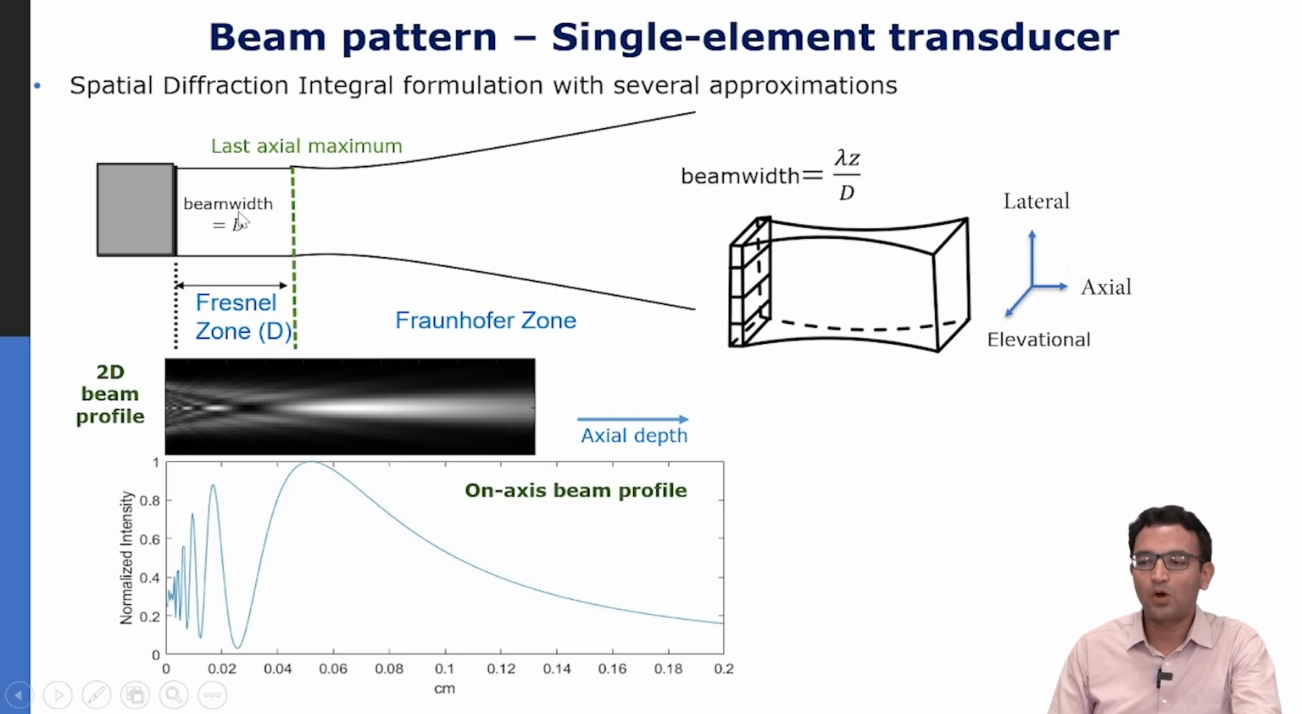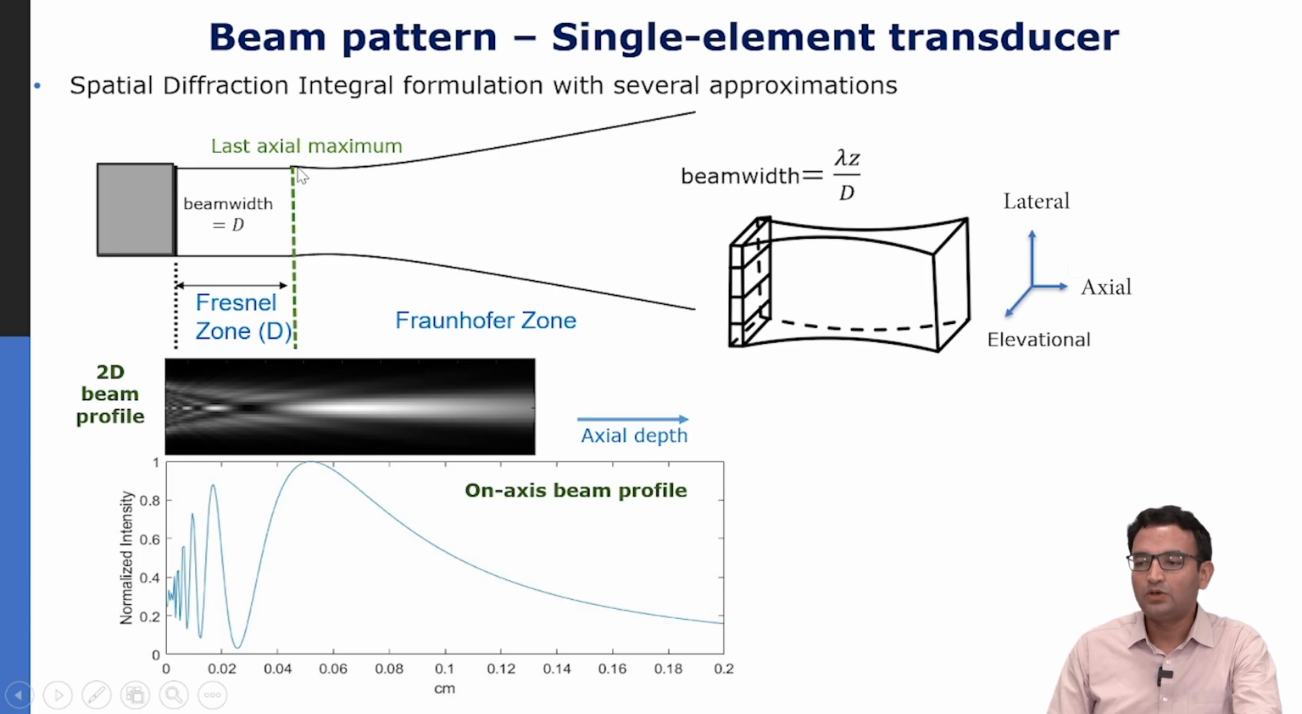So this is a very approximate solution where we get two distinct zones where there is a qualitative and quantitative change in the field profile. The first zone, which is also called the near field, which is closest to the transducer, is called the Fresnel zone or the near field. In the Fresnel zone, the beam width can be approximated to be the same as the diameter of my crystal. So this is my Fresnel zone or the near field.